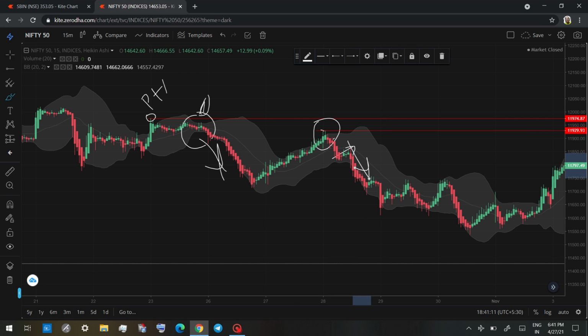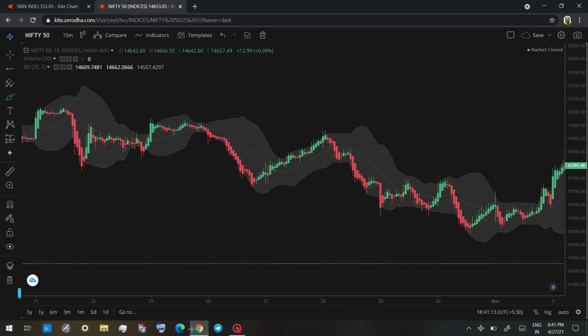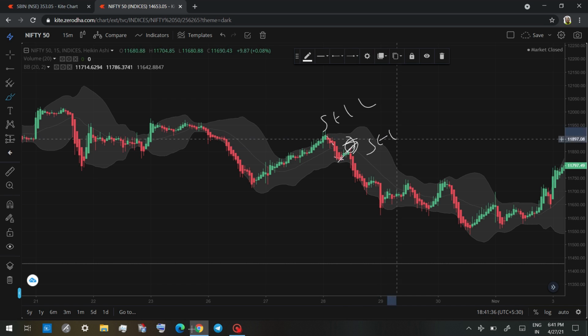If you aren't able to sell in this position, just wait. Let the candle retracement happen, the pullback happens. What happened here? The candle pulled back to the median, but it didn't cross. So you can go for a sell position here too. For those who didn't take a sell position earlier, you can take a sell position here.